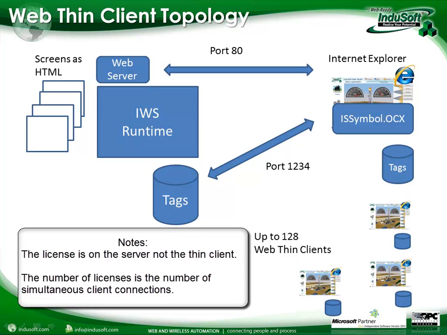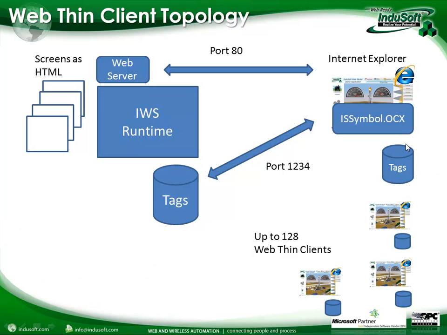Again, with the server versus local scope, let's say a tag changed here and it was set up as server scope. It would go back to the tags database on the runtime, and then that would push it out to all the other thin clients. If it was local scope, the tag would change here and it would not synchronize across all the other thin clients or even back to the server. They would each have their own copy of the values for that.